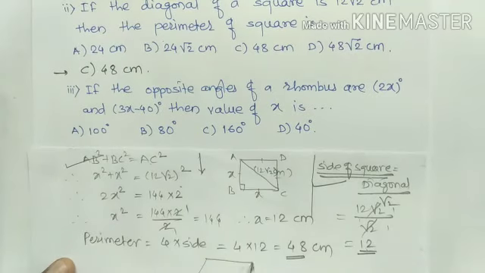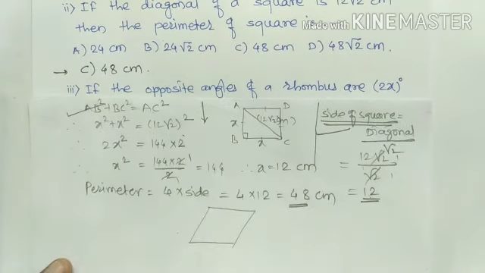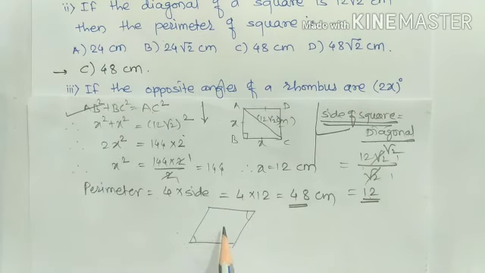We know that the opposite angles of a rhombus are congruent. Because in a parallelogram this property holds, the opposite angles of a parallelogram are congruent, and we know that every rhombus is a parallelogram, so the opposite angles are of equal measures.